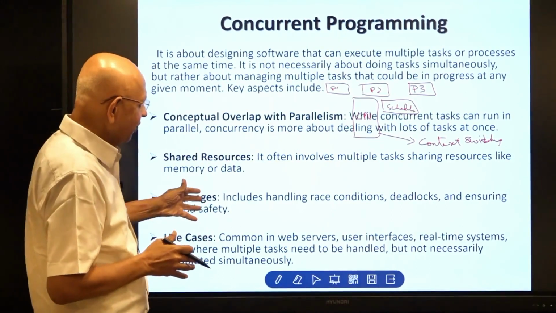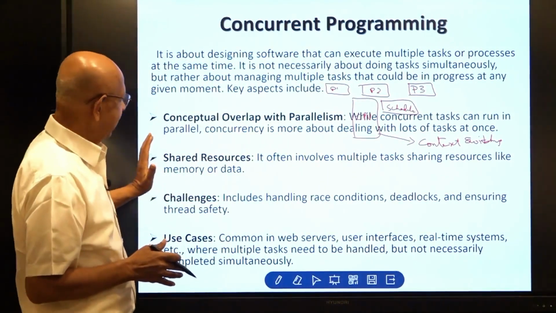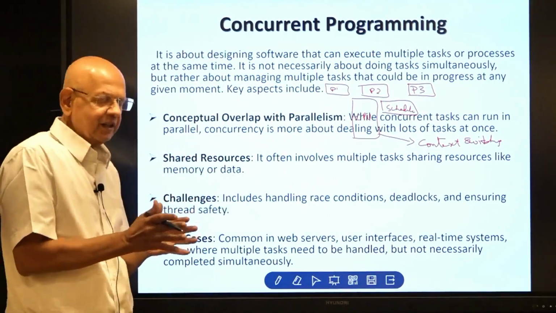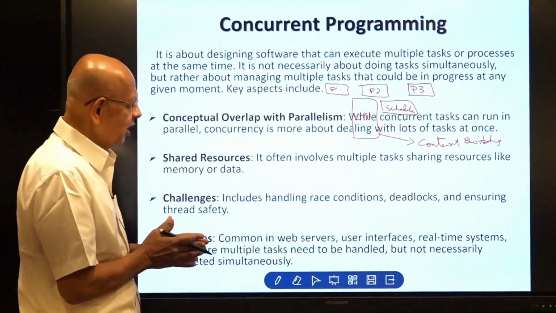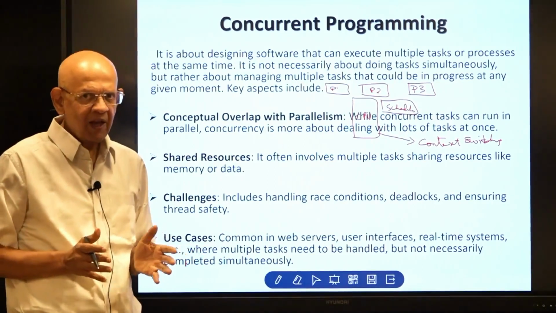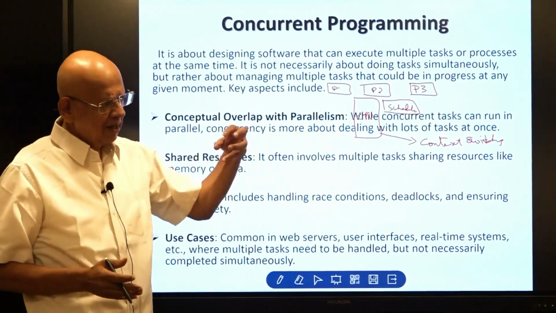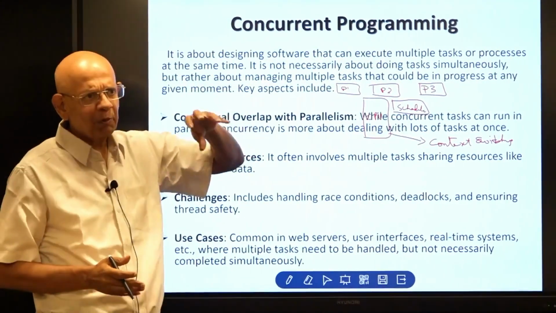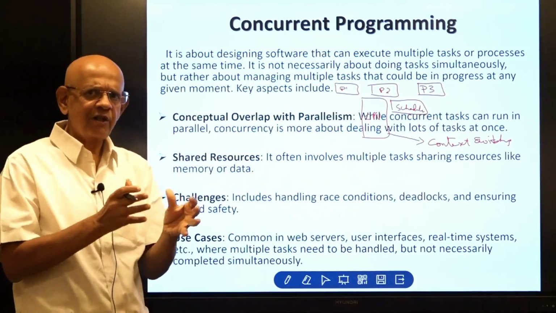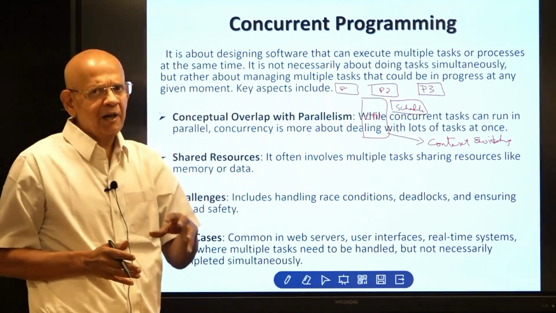So it often involves multiple tasks sharing resources like memory or data, and concurrent programming is more about dealing with a lot of tasks at once. So that is how they would do. But if you see, there is no scheduler in parallel computing. In GPU programming or when you are using a multi-core machine, there is no need for a scheduler. Each part of the image was processed by one core, and there was no need for a scheduler to switch between them. That particular core would only deal with that particular part of the image.